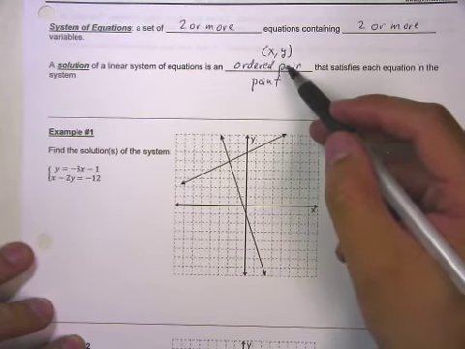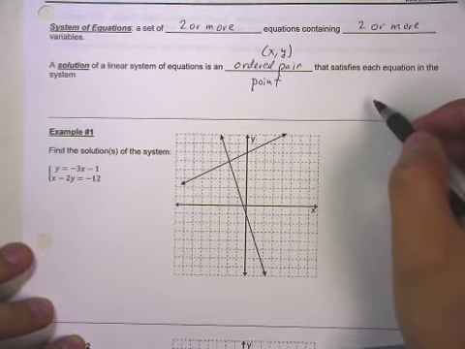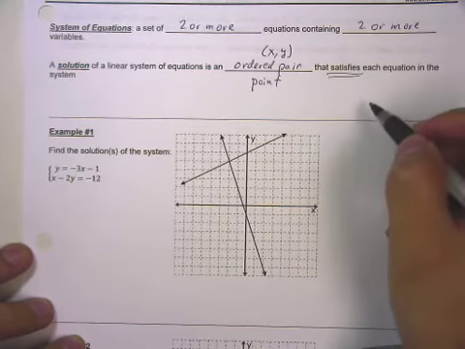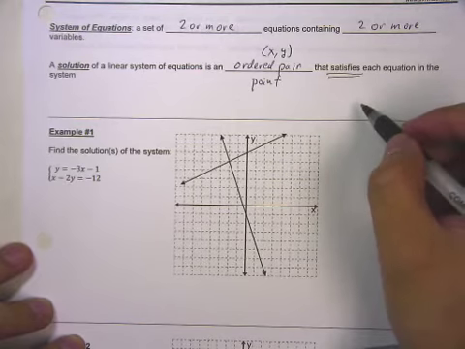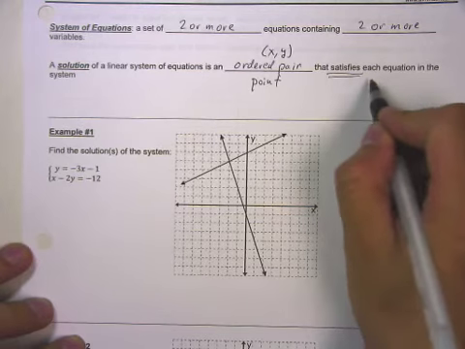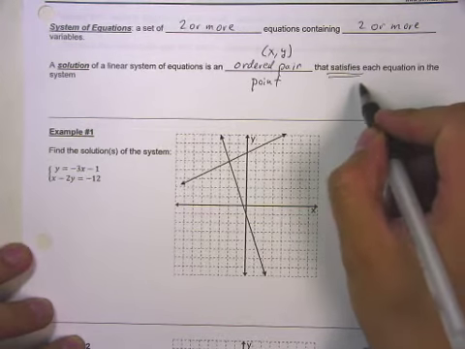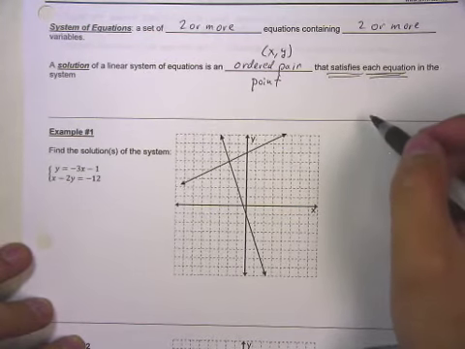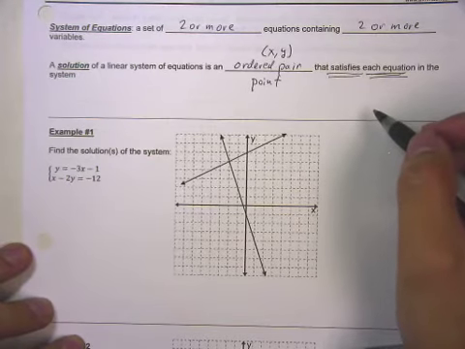And that ordered pair has to satisfy each equation in the system. What does that mean? When we talk about it satisfying the equations, that means that if we were to take that x value and that y value and substitute them into the equation, we would get a true statement. And the key thing is that it doesn't just work for one of them. No, it satisfies each equation. So if we substitute that x and y into all of the equations in our system, they should all be true statements. That's what a solution is.